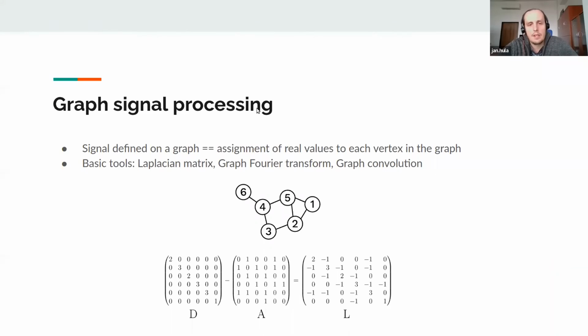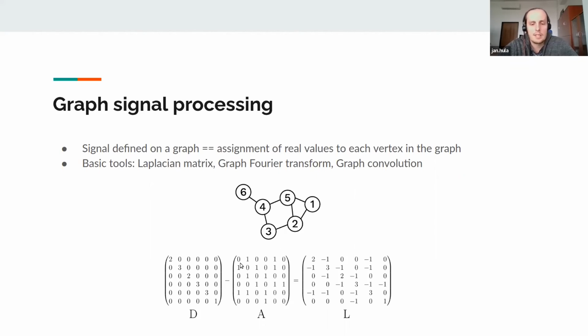And there is already a well-established field called graph signal processing, which deals with signals represented on graphs. By a signal on a graph, we mean that there is an assignment of a real value to every vertex in the graph. Once we have such a signal, we can do very similar things to classical signal processing, like applying the Fourier transform, applying convolution, and all kinds of things we usually do in signal processing.